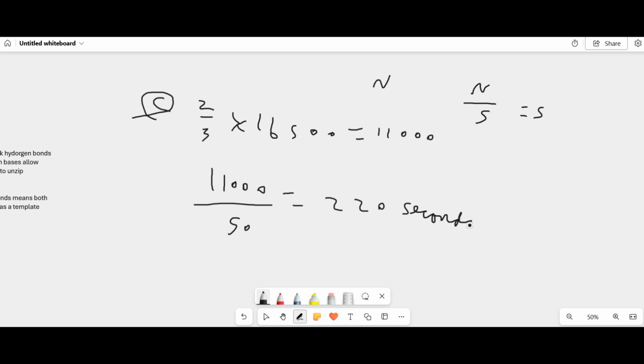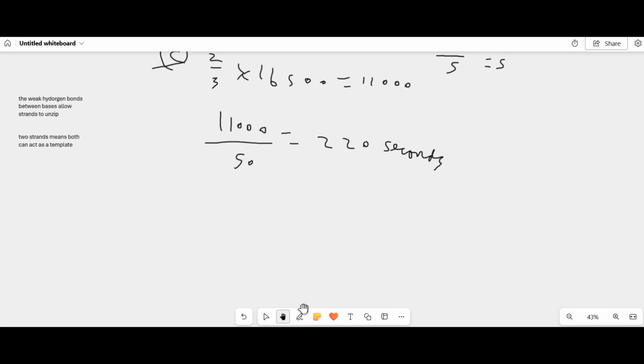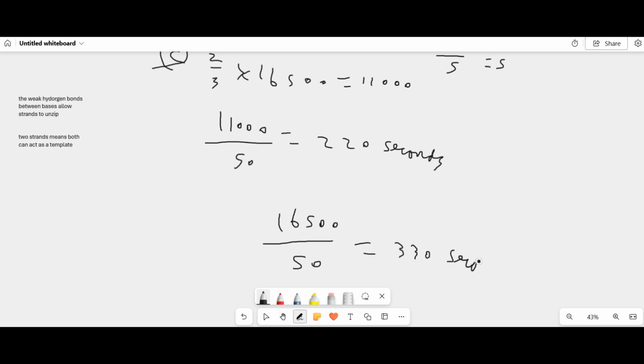Alright, safe. Then that's when it's going to start the other strand. So the second strand starts now, at 16500, at this rate. So it's the whole thing divided by 50, the rate again, which is 330 seconds. Now you just add them together, 220 plus 330, that's going to be 550. That tells you the time it took for the whole thing.